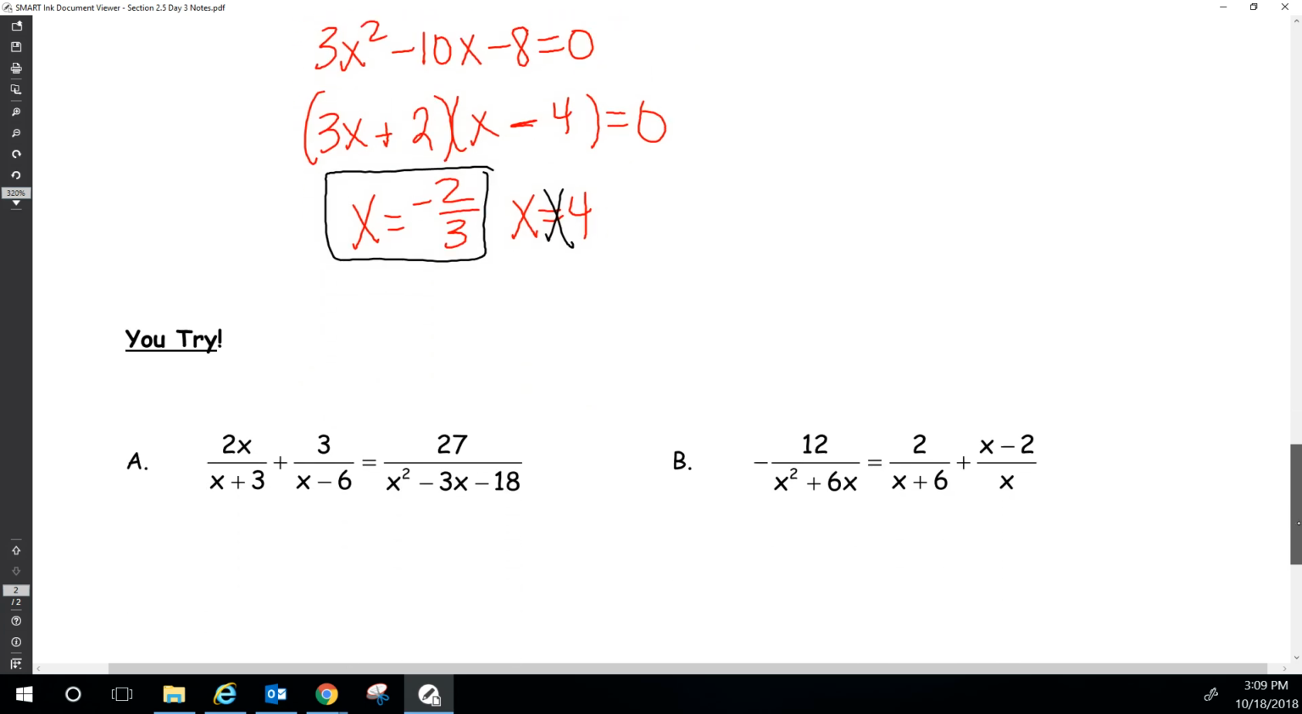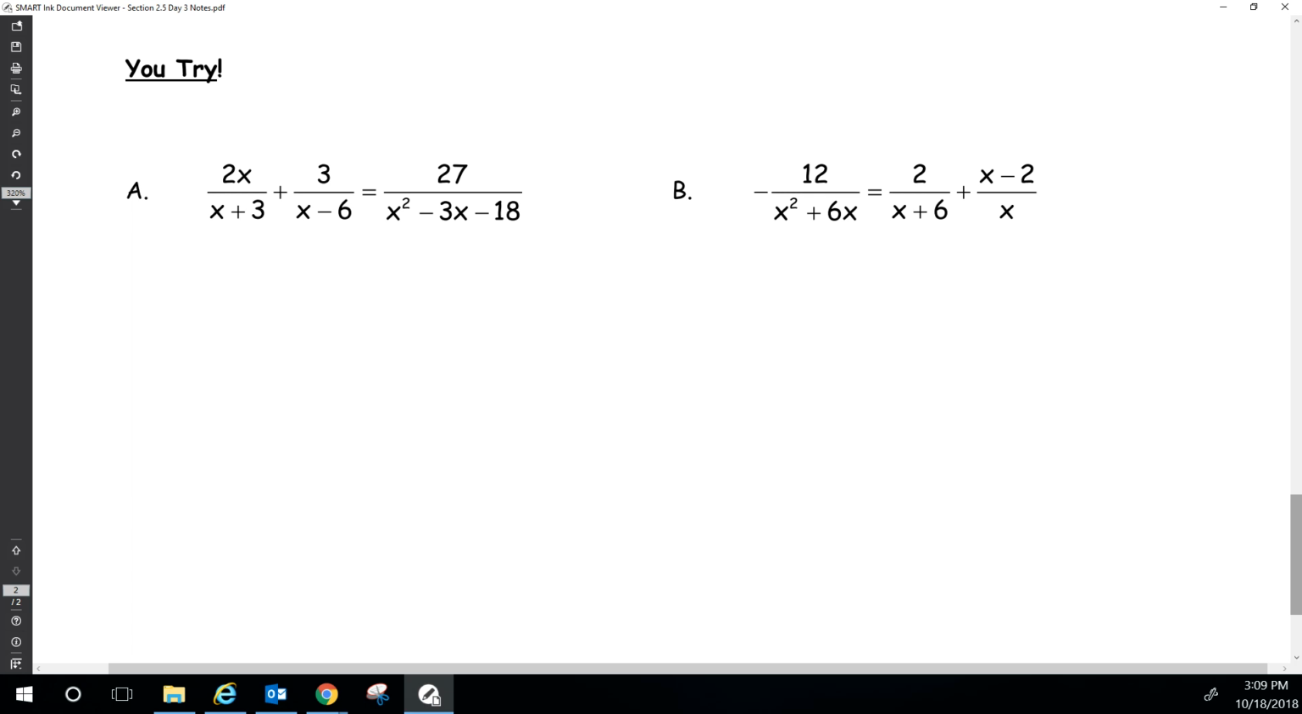All right, let's try the "You Try A." Again, factoring this denominator, I get x minus 6, x plus 3. So that's going to be my common denominator. So I've got 2x. The x plus 3 will cancel out, and I've got times x minus 6. And then plus 3. The x minus 6 cancels out this time, and I've got times x plus 3. And then when I multiply this equation by the common denominator, the entire denominator cancels out, and I just have 27.